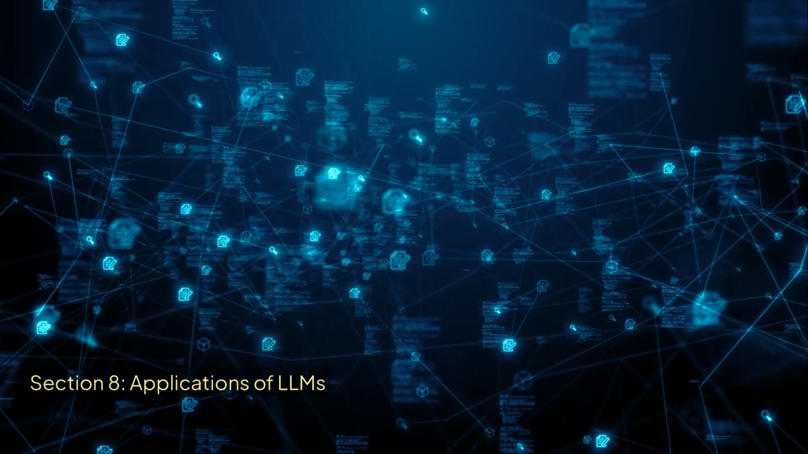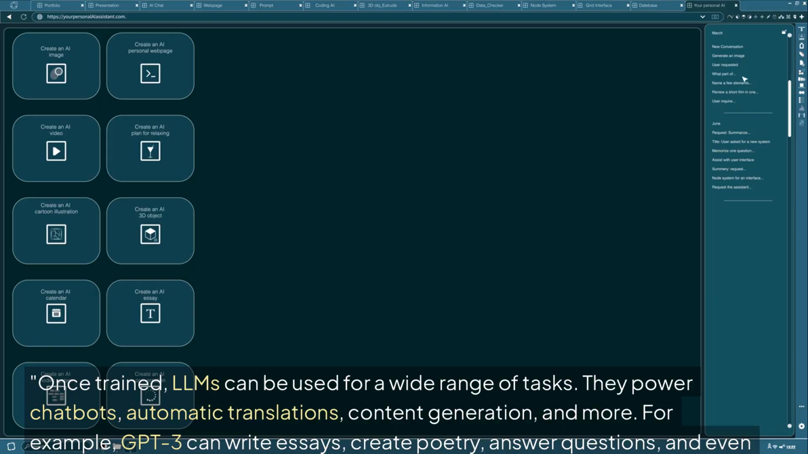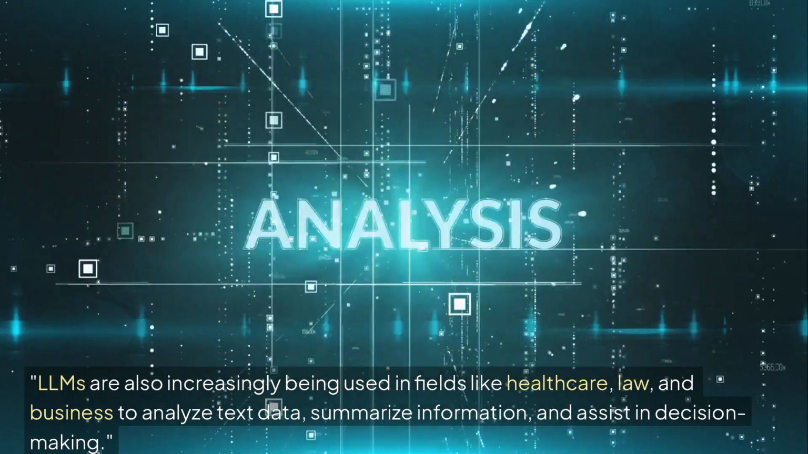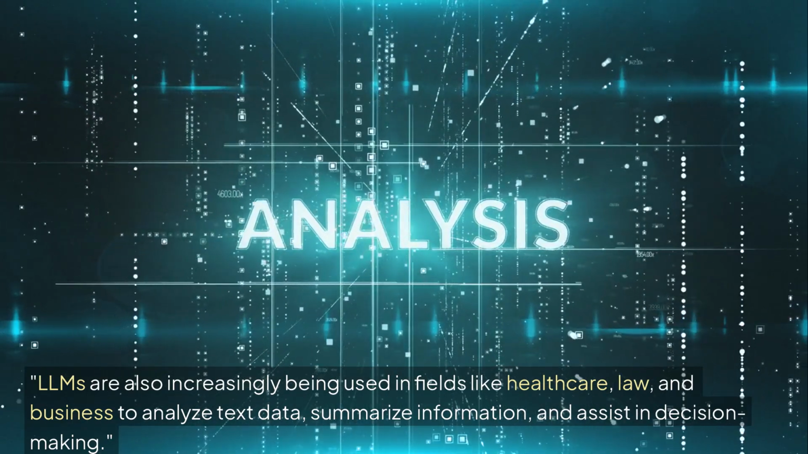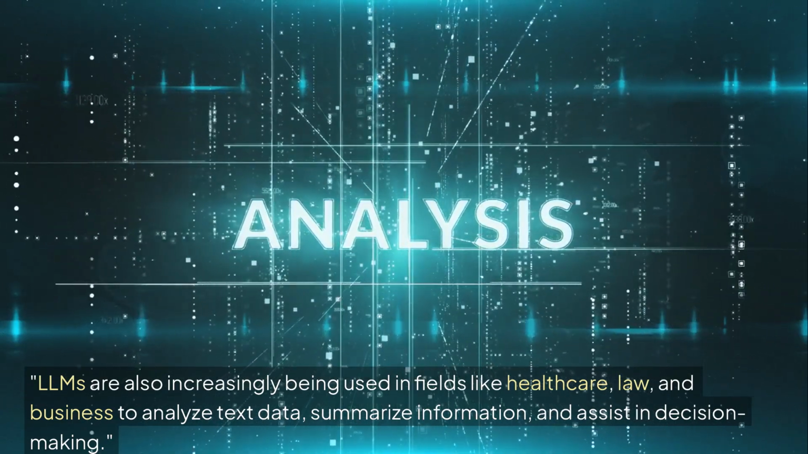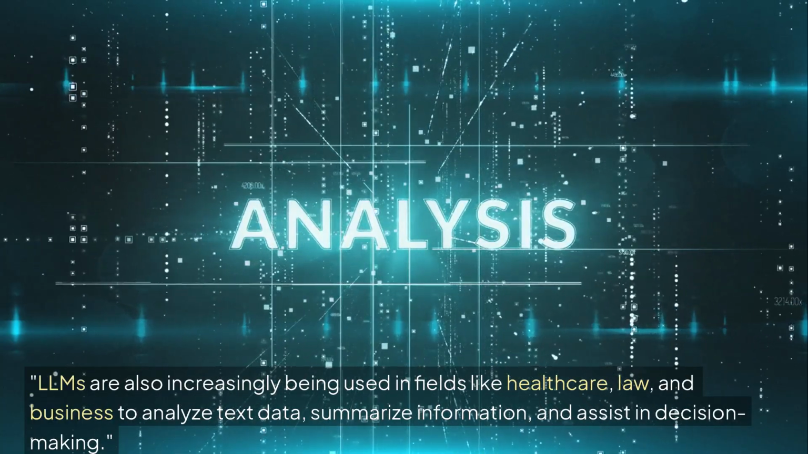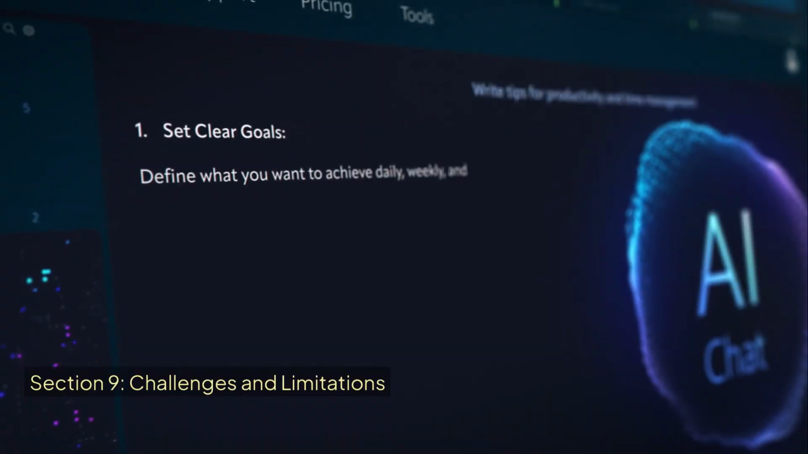Section 8. Applications of LLMs. Once trained, LLMs can be used for a wide range of tasks. They power chatbots, automatic translations, content generation, and more. For example, GPT-3 can write essays, create poetry, answer questions, and even generate code. LLMs are also increasingly being used in fields like healthcare, law, and business to analyze text data, summarize information, and assist in decision-making.